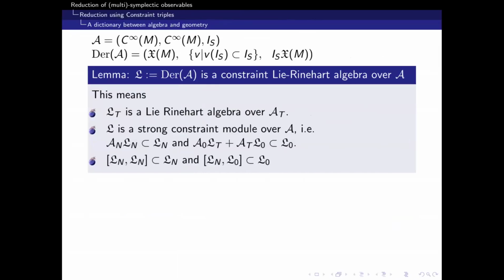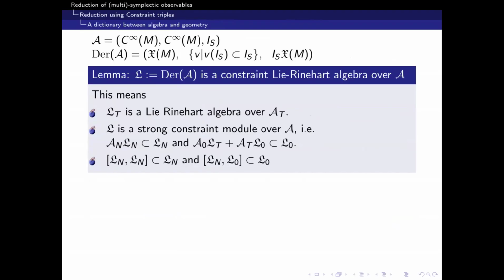And now comes kind of an algebraic theorem, which is somehow a long list of properties to check. It's the fact that those derivations form a constrained Lie-Reinhardt algebra. So they form a Lie-Reinhardt algebra. It's this associative commutative algebra plus a module over it, which is a Lie algebra with certain conditions. And all those structures preserve this triple: total, normal, zero.